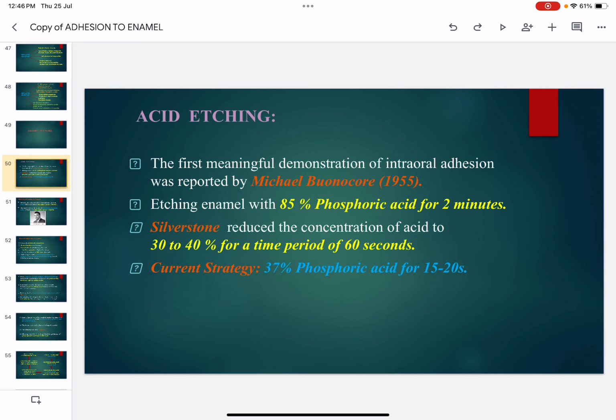The current strategy for acid etching is utilizing 37% phosphoric acid for 15 to 20 seconds.